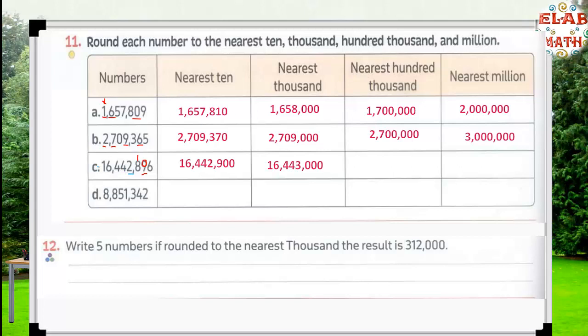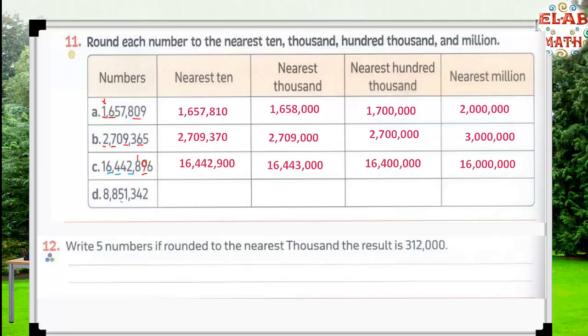Nearest 100,000. Where is 100,000? Here, 4. After 4 we have 4. That means you should write 4 without a change. Your number will be 400,000. Next and last one in this point, nearest million. We have here 6 in the millions place and 4 after 6. 4 is less than 5, that means you should write 16 million without a change.